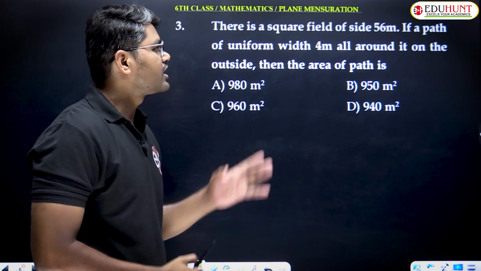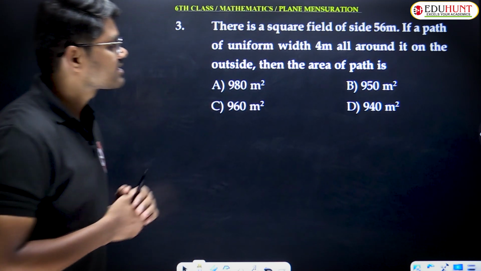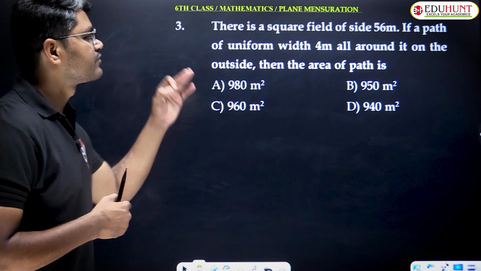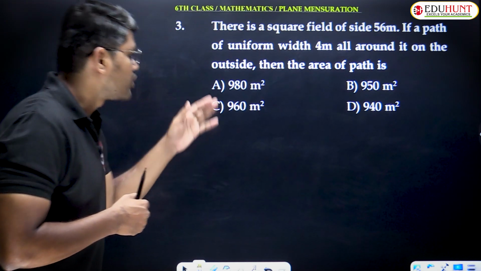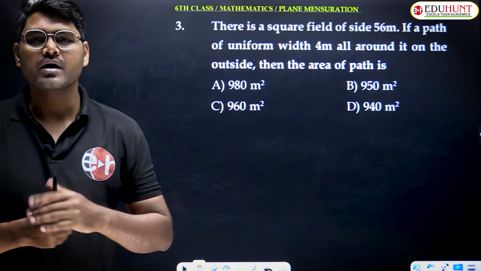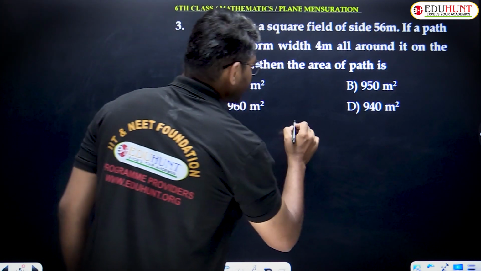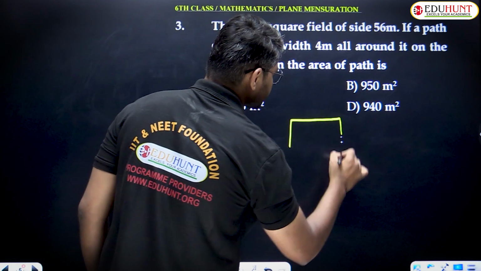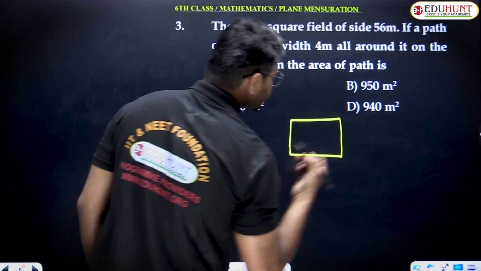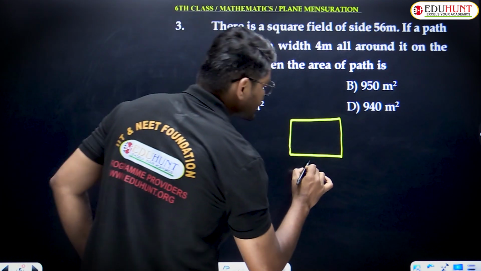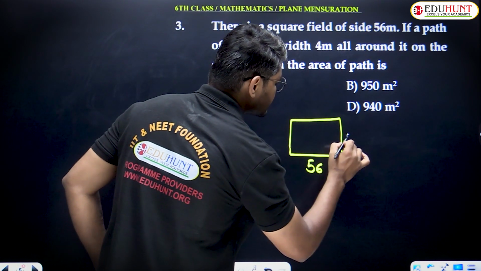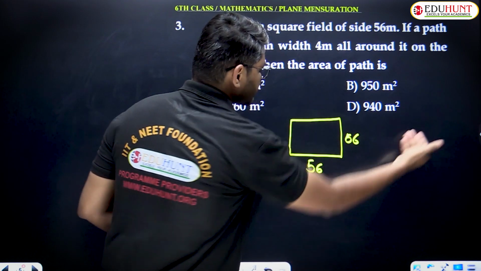There is a square field of side 56 meters. If a path of uniform width 4 meters runs all around it on the outside, then the area of the path is. There is a square field. That means all sides are equal. This is a square field of 56 meters. This is 56 meters. This is also 56 meters.